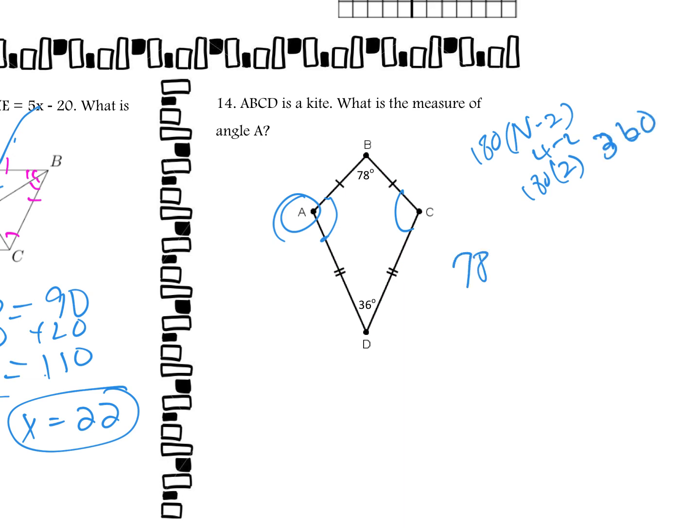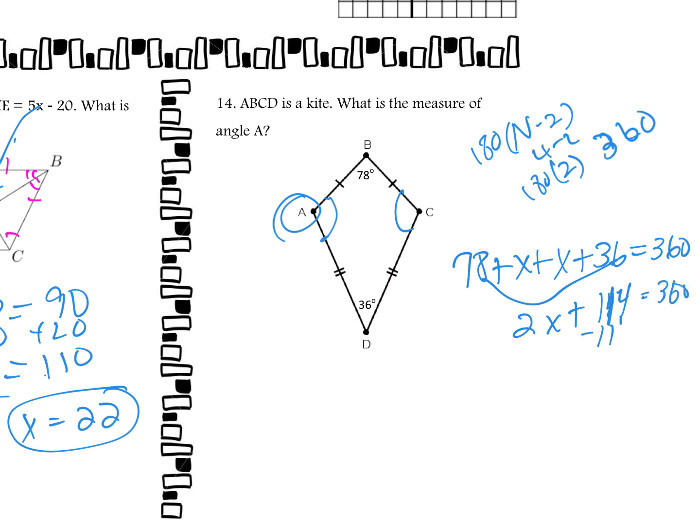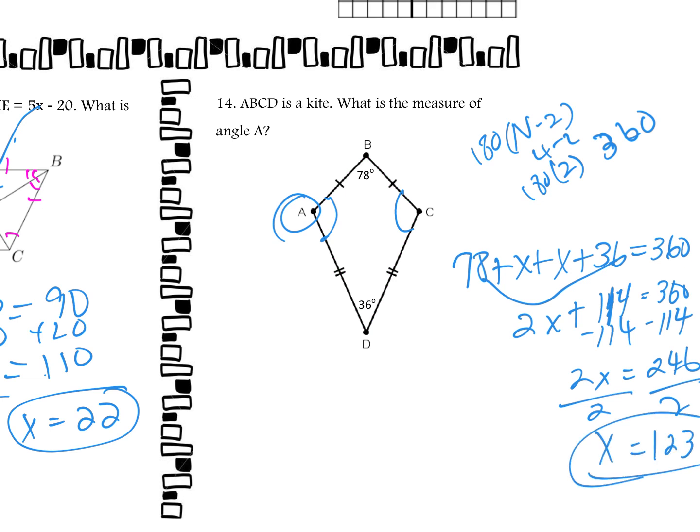So right here I have 78 plus x plus x plus 36 equals 360. All right, so combine like terms. So it gives me 2x plus 114. I'm going to subtract 114 on both sides. And that gives me 246. I'm going to divide by 2 because I only want one of the angles. And that gives me 123. So angle A equals 123.